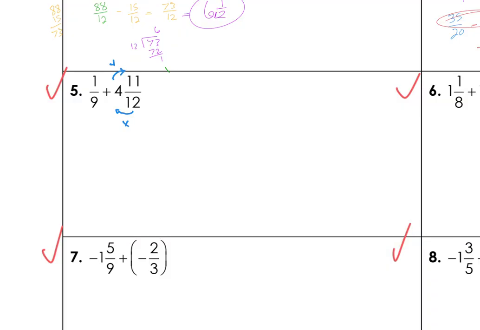12 times 4 is 48. 48 plus 11 is 59/12. Yikes. And 1/9 is just 1/9. But we need a common denominator here. So 9, 18, why can't I do math right now? 27, 36. I'm going to stop there because I know that 12 is 12, 24, 36.